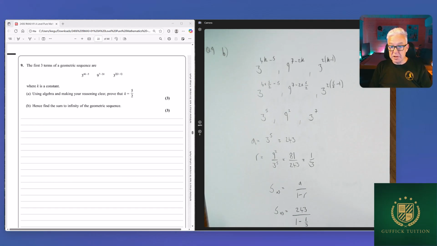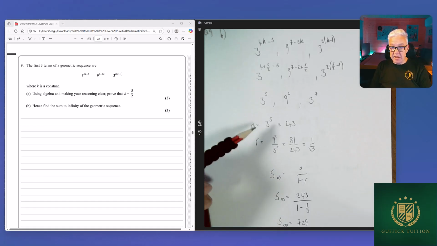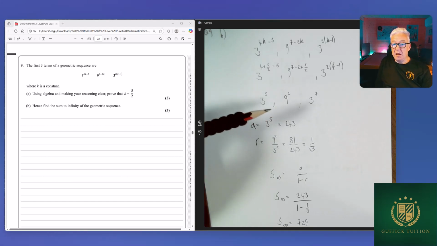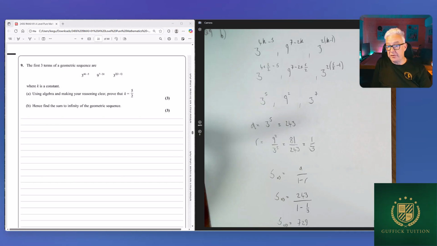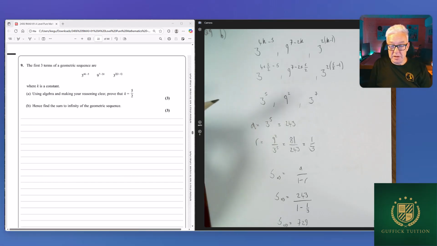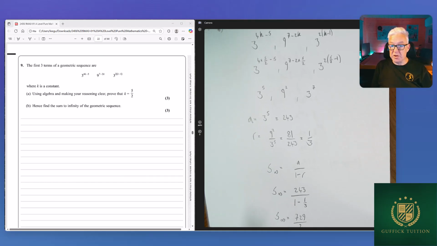So our first term is our a, so a is 3 to the power 5, so that is 243. Our common ratio is going to equal our second term divided by our first term. So in other words, it is this divided by this. So 9 squared over 3 to the 5, which is 81 over 243, which is a third.